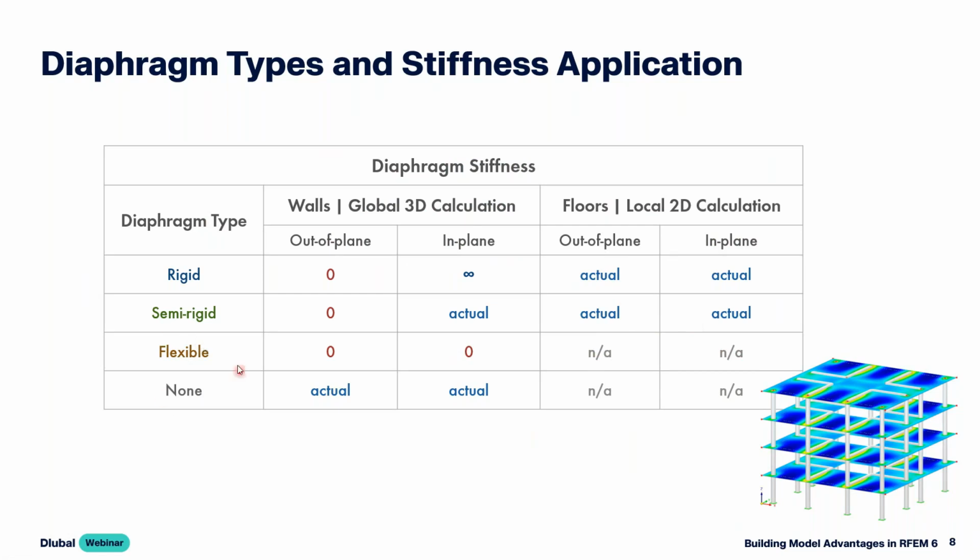Now, for flexible and none, I group these together because we only carry out one global 3D calculation. We're not going to separate this out into floors versus walls here, but rather you can kind of think of it like a general RFEM 6 FEA approach where we just have one calculation. We apply both gravity and lateral loads. The difference here with the flexible is that we set the out of plane and in plane stiffness to 0. So it's going to be used for load distribution only. And then with no diaphragm defined, again, general FEA approach, we use the actual stiffness for both in plane and out of plane based on materials, thicknesses, and so on.